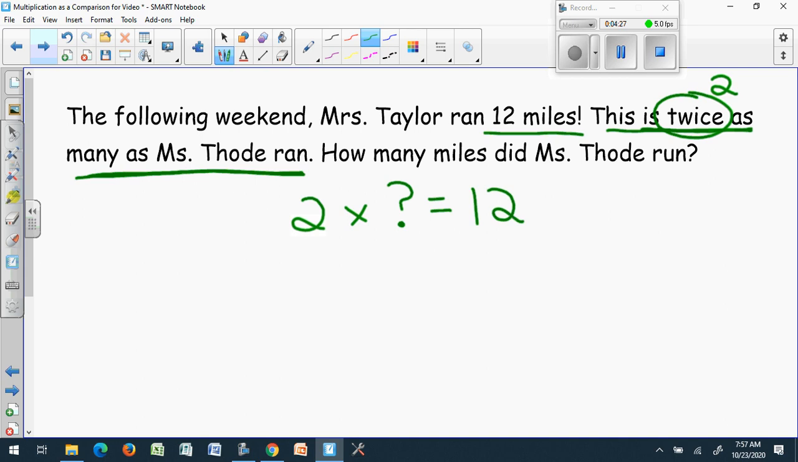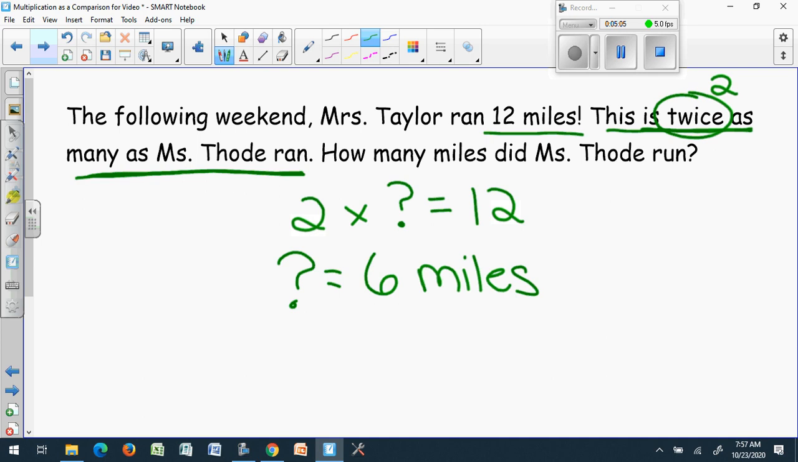equals 12. Because that sentence, this is twice as many as Miss Thode, if I think to myself Mrs. Taylor ran more, I know that Miss Thode ran less. And if Miss Thode ran less, I can't do 12 times 2, because that would mean that Miss Thode ran 24. But we know Mrs. Taylor ran more. So once I have this equation, I have to think to myself, what would my question mark equal? And if you know your multiplication facts, you know that my question mark would be 6 miles.